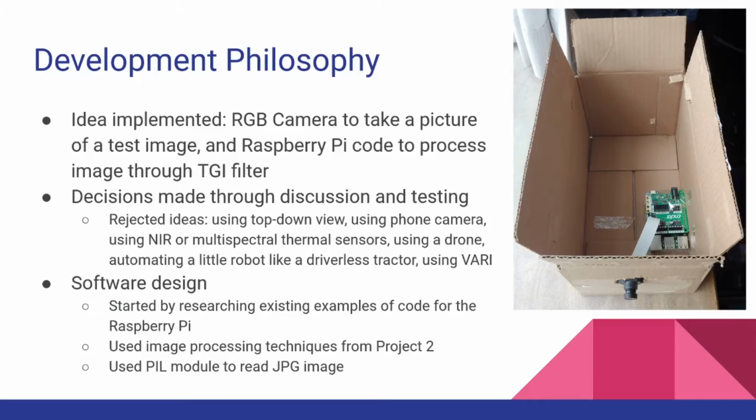So for our design philosophy, I'm first going to take you through the ideas that we implemented. You can see a picture of our prototype on the right, and there is an RGB camera that is used to take a picture of a test image, and that's right here at the bottom of the picture. That's actually the front of the prototype, and we just set up the test image across from the camera so that it can take a picture of it and send it to the Raspberry Pi Cricket that you can see inside the box, so that the Raspberry Pi Cricket does the image processing and puts it through the TGI filter that James explained.